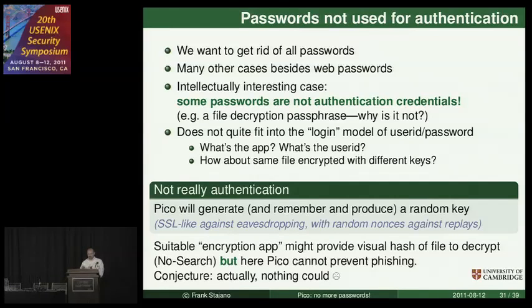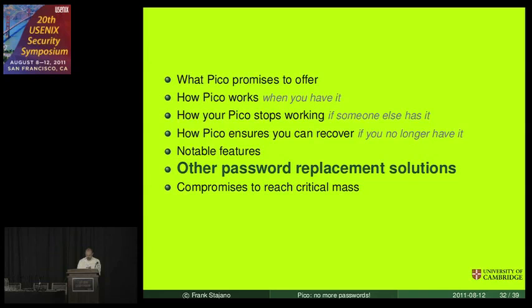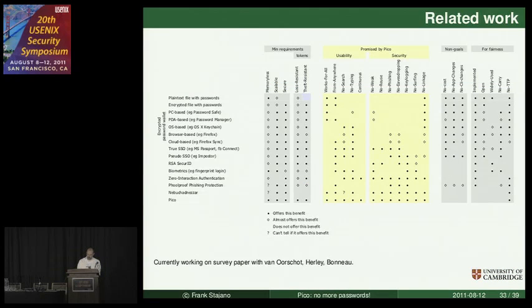However, after that, I'd have to send some bit string, which the Pico would have to memorize, which would be the moral equivalent of a stored password. And in this case, I don't see a way that the Pico could prevent phishing and something else popping up and saying, give me the bit string for decrypting this file. And I'm not sure that anything else could, even if it's a completely different design from the Pico. Interesting thing to think about here. Other password replacement solutions. This is the matrix, too small to read, and which should actually have many more lines.